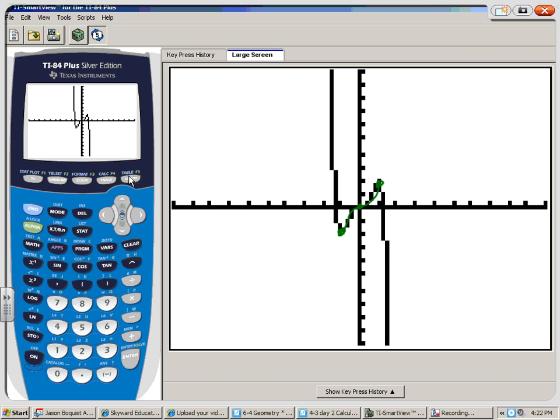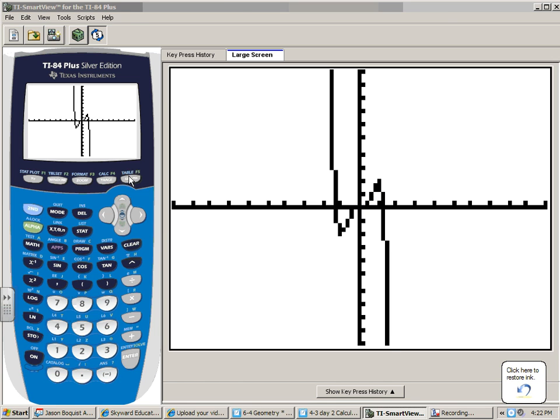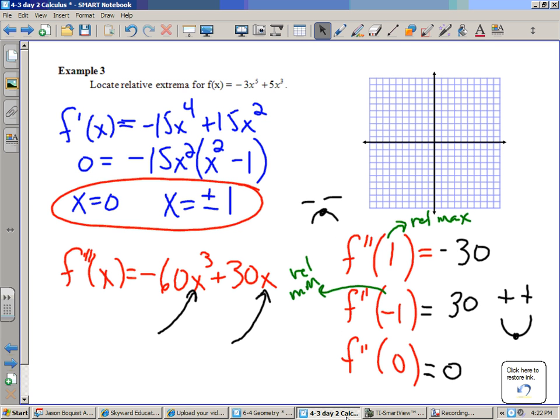Let's see if that matches what we said. I think it does. You might want to get this sketch in there. It looks like a cubic graph, but it is upside down, which makes sense. We had 1 being a relative max and negative 1 being a relative min. So that's one way, if you don't want to do all those intervals, to get there. And hopefully, if you did intervals, you got the same thing.